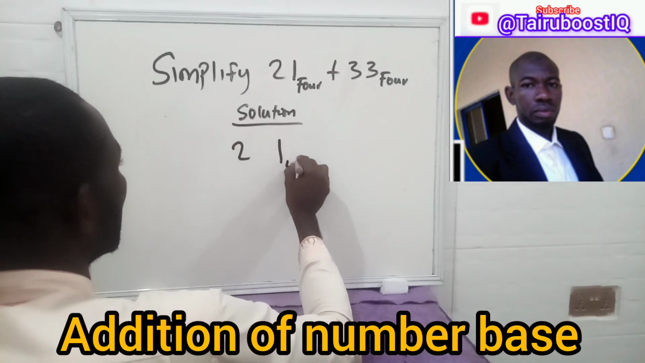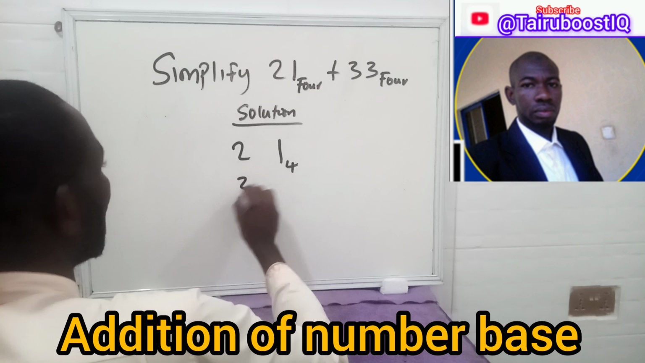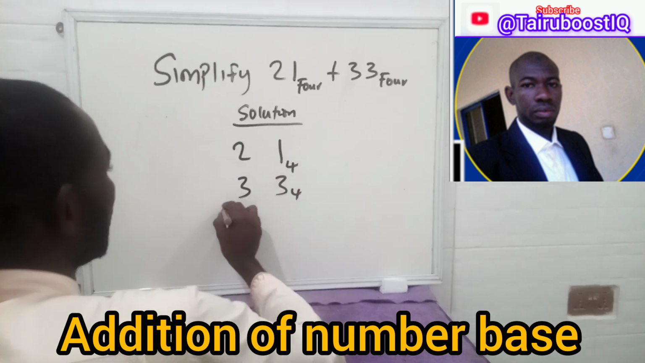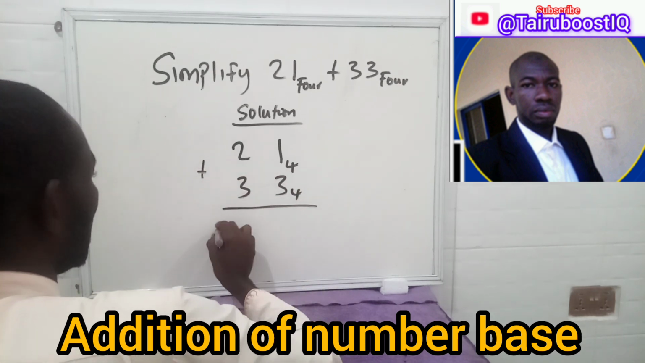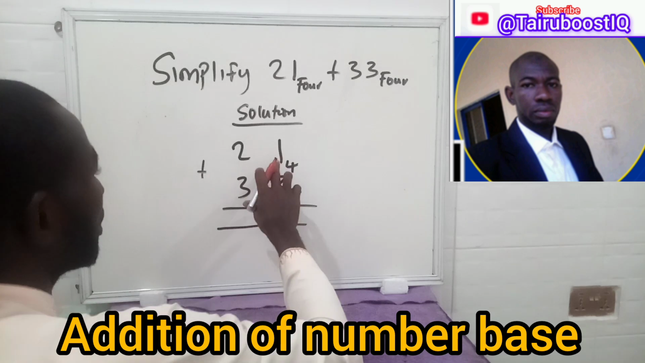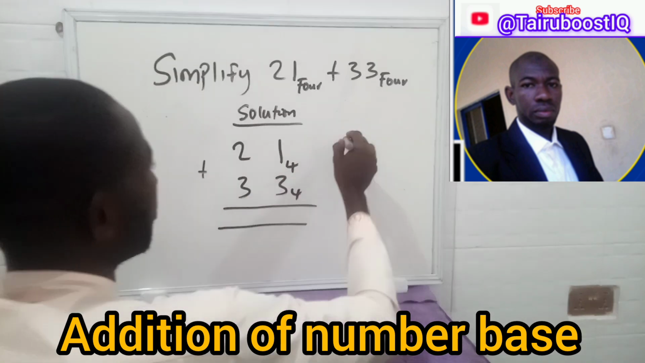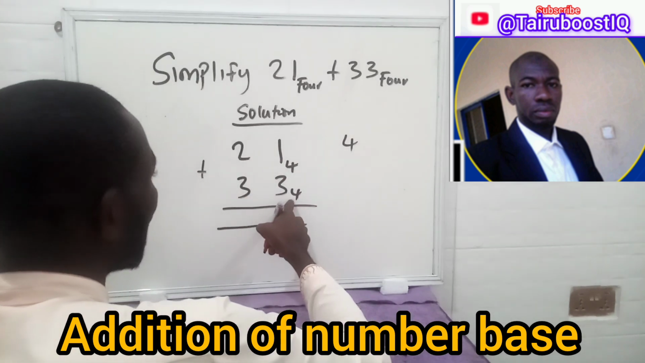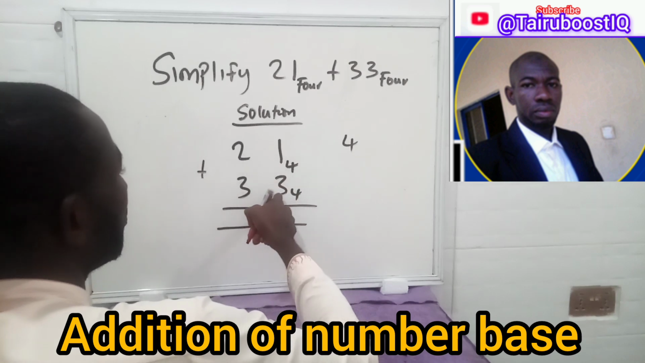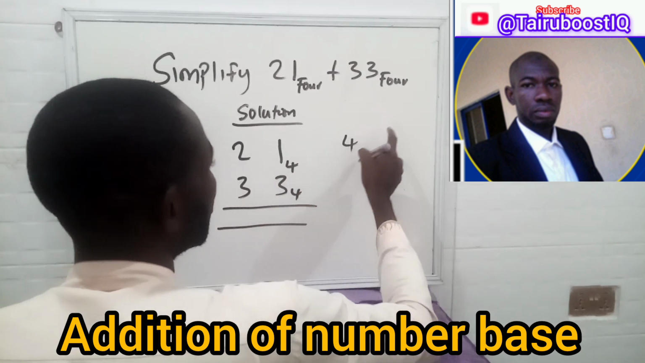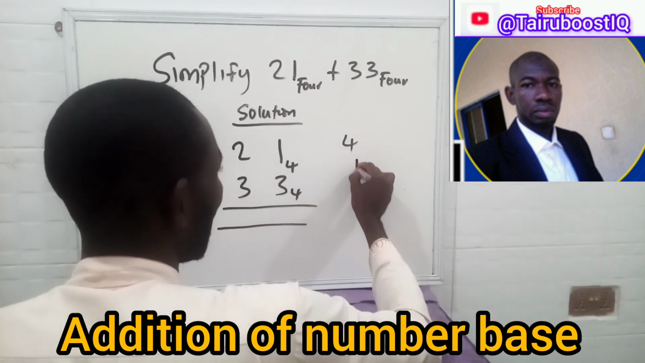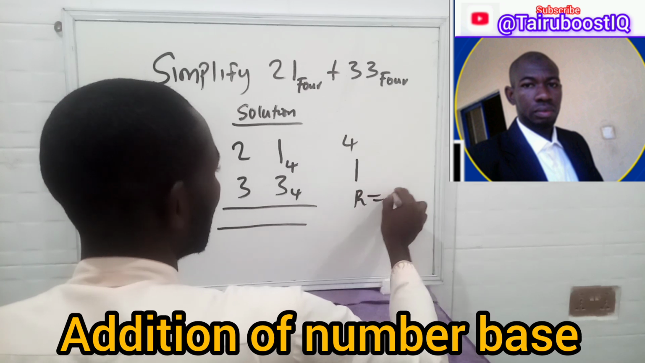21 in base 4 plus what? 33 in base 4. So what we are going to do is we are interested in the remainder. When we say what? 1 plus 3 will give us 4. How many times will 4, the base, enter 4? 4 is going to go into 4 one time, remainder 0.